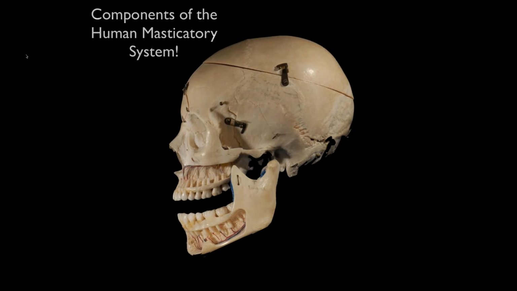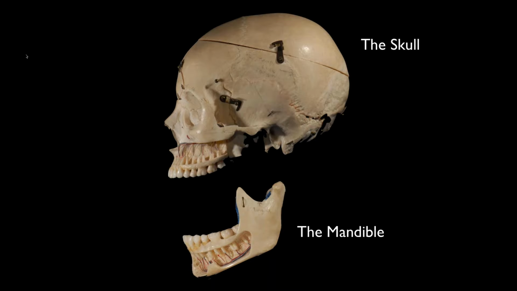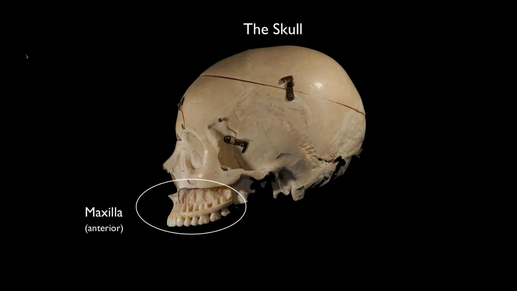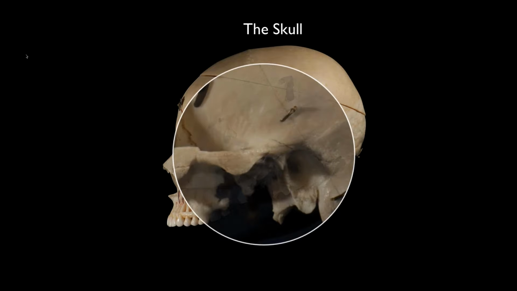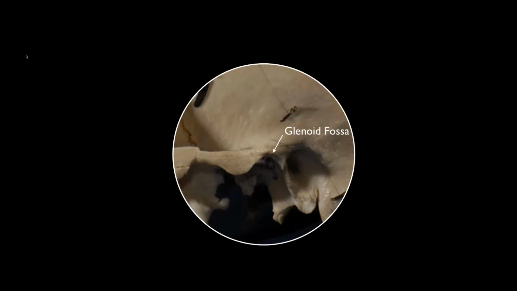Okay, so really we can break this down into two basic things, the skull and the mandible. More specifically, if we look at the skull, the maxilla is part of the anterior component of mastication, and then we have the temporal bone, which houses the resting place for the condyles of the mandible. Just for a quick review of our anatomy, we have the glenoid fossa, which is where the head of the condyle sits. We have the eminence, which provides the conjugate guidance, which we're familiar with. The articular tuberosity is sort of the anterior stop, so the condyle cannot go past that.